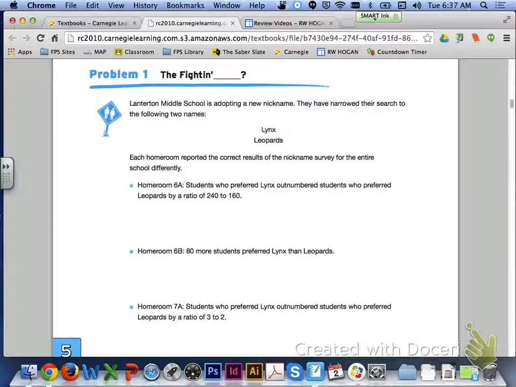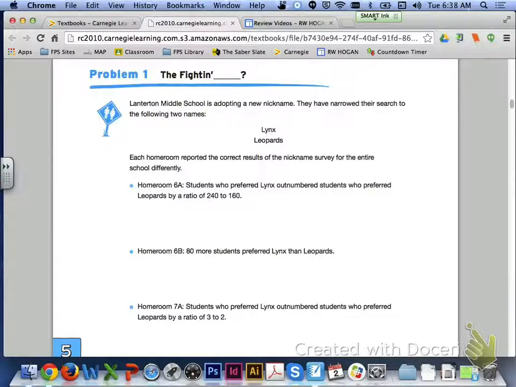Let's take a look at problem 1 on page 316 to get started. It says up at the top that Lanterton Middle School is adopting a new nickname. They have narrowed their search to the following two names. We have the lynx or the leopards that the students have to choose from. So it says that each homeroom reported the results of the nickname survey for the entire school differently.